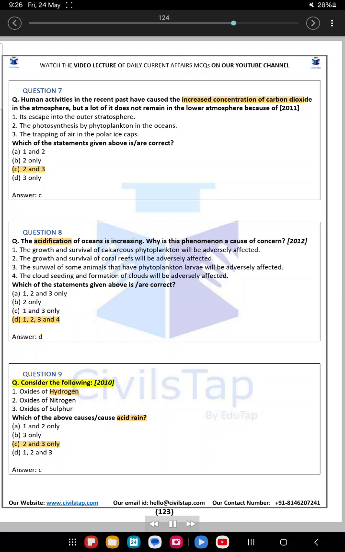Question 9. Consider the following, 2010. 1. Oxides of hydrogen. 2. Oxides of nitrogen. 3. Oxides of sulfur. Which of the above causes acid rain? A. 1 and 2 only. B. 3 only. C. 2 and 3 only. D. 1, 2 and 3. Answer: C.